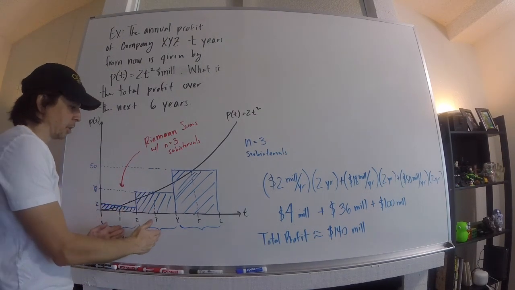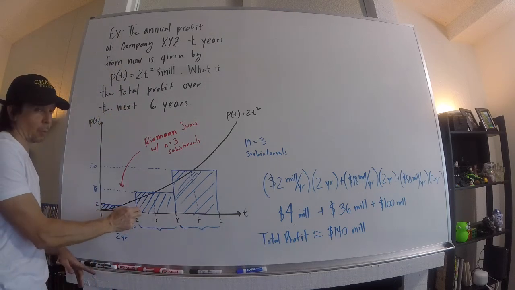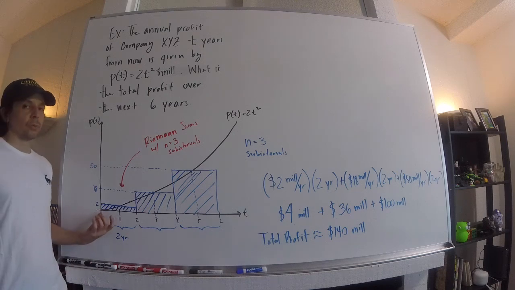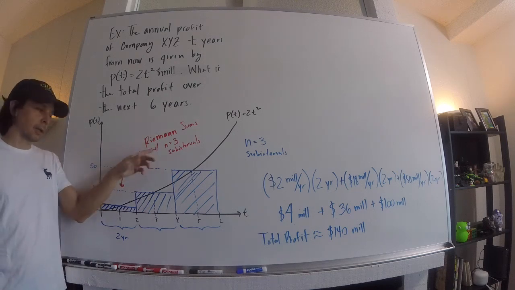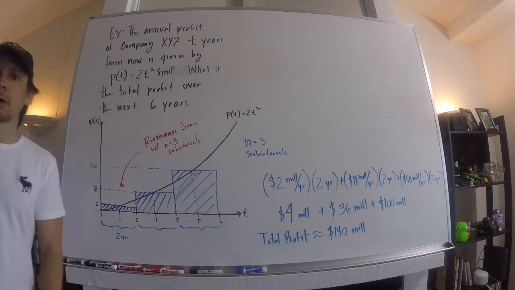Obviously, I did 3 chunks of wide intervals. It'd be better if I had done 1 year by 1 year, or even month by month. So the more rectangles I do, the higher I increase n, the closer it is going to be to the actual area under the curve.